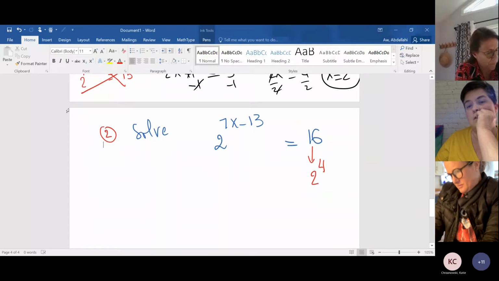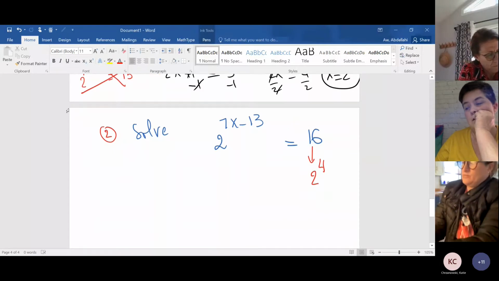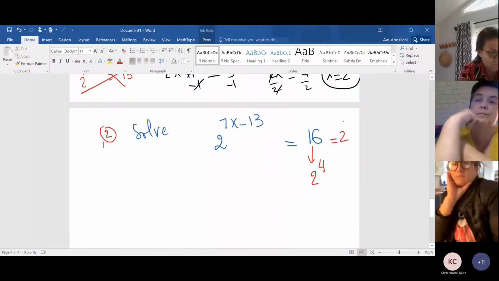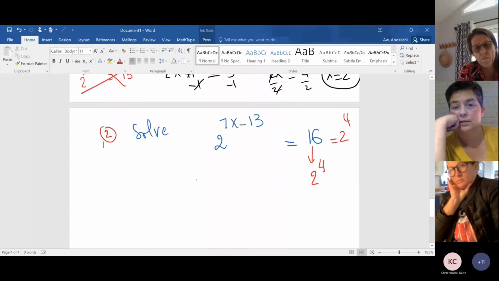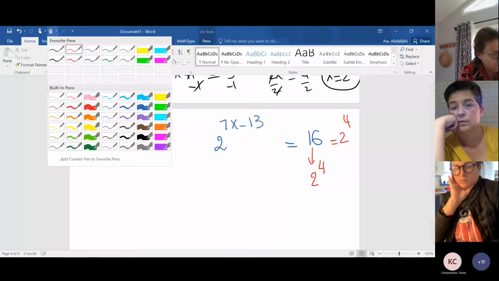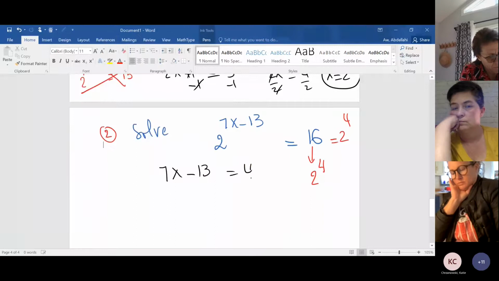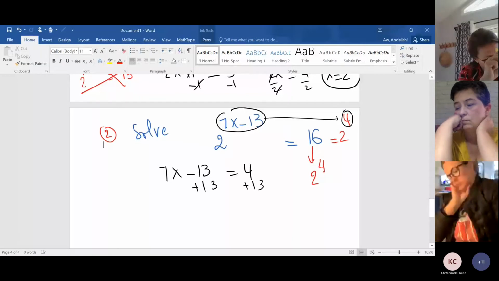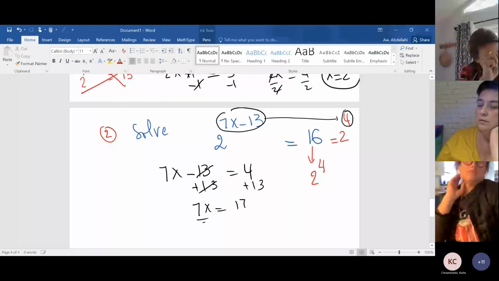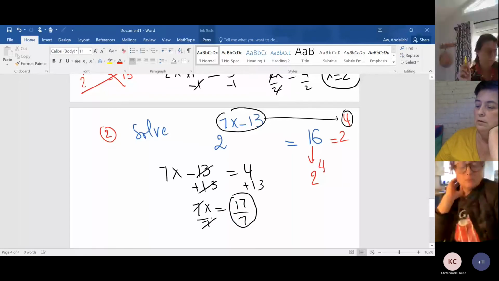Now, what is the subsequent equation I get from this? Since I have this equal to 2 to the 4th power, what am I going to equate? What is my next step now? 7x minus 13 equals 4. Exactly. Now I say this exponent must be equal to this exponent. All right? And now I solve it. I add 13, I get 7x is equal to 17. I divide by 7, I get x equals 17 over 7, right?